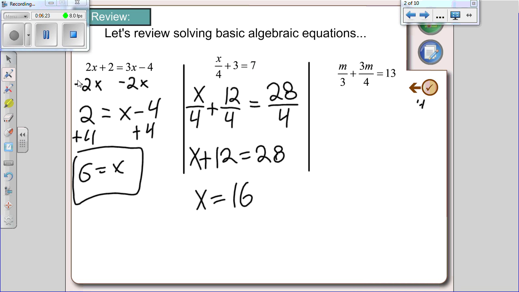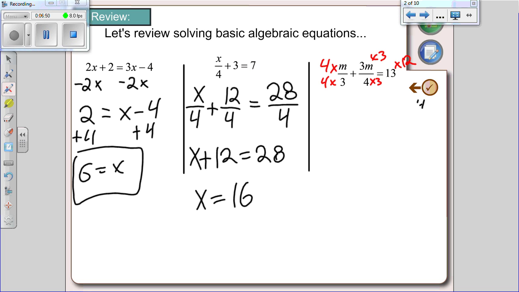12. So you're going to try to get everything to have a common denominator of 12. This first equation, how would I get it to have a common denominator of 12? Multiply it by 4. This second one, what am I going to have to do to get it to have a common denominator of 12? Multiply by 3, because that's what it was missing. And the last one, I'm going to multiply by 12, because it was completely missing the denominator.